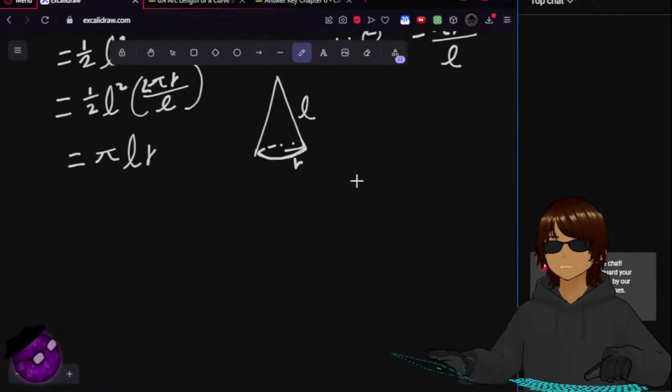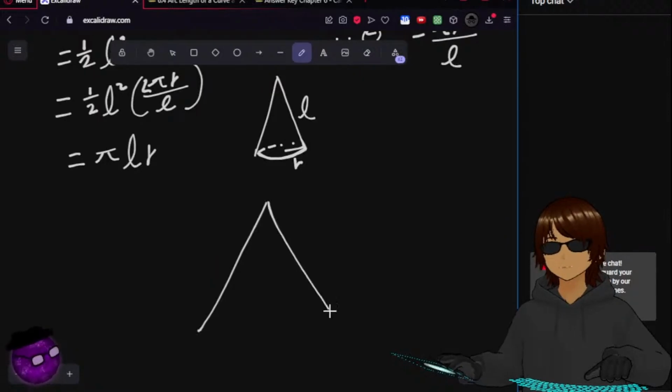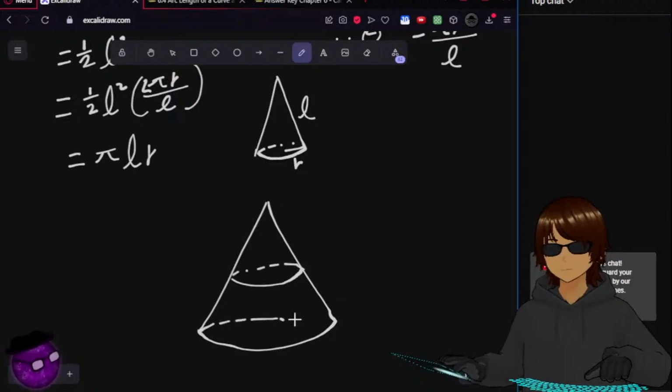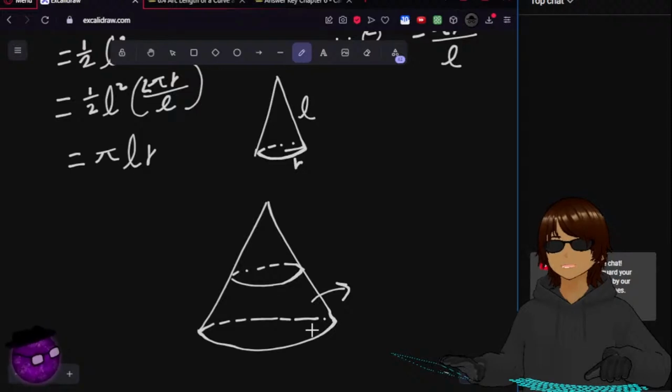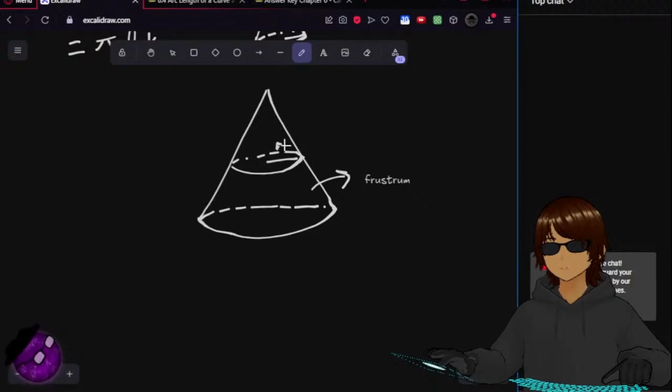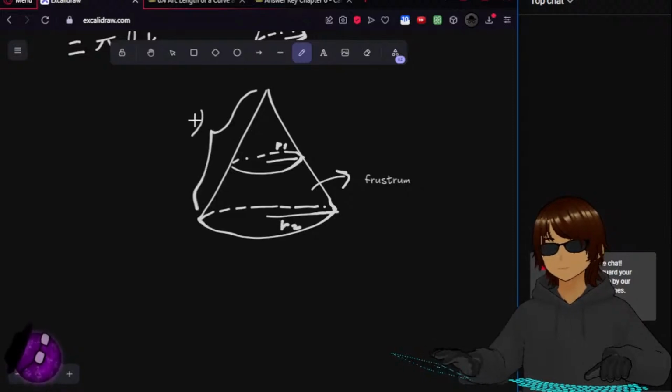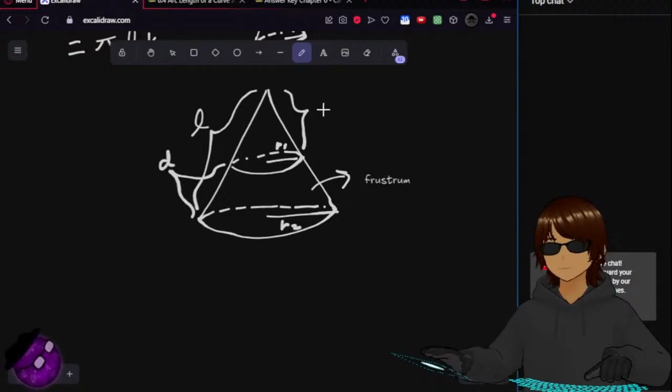Excellent. Now I'm going to introduce another shape called a frustum. So a frustum is like a piece of solid enclosed between two parallel planes. So over here this is a frustum. Let's call this R1. Let's call this R2. Sorry, my drawing is not perfect. Let's call this entire thing L, and let's call just this thing D, and then this over here is L minus D.